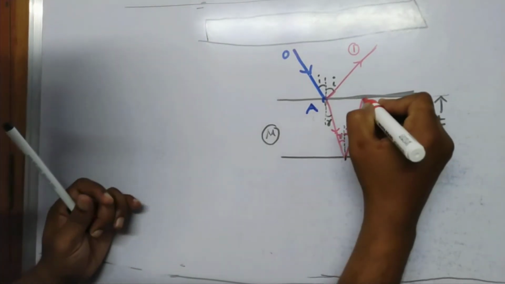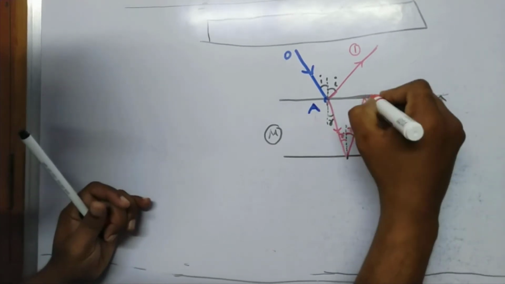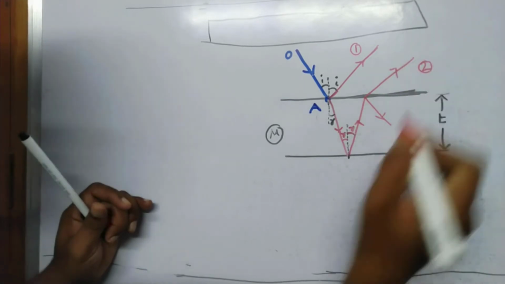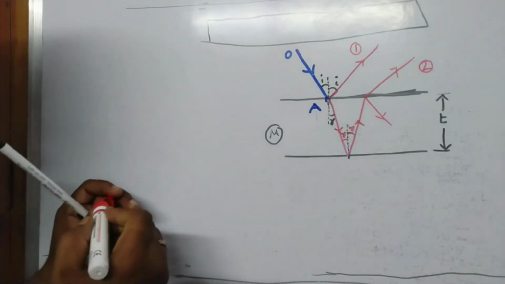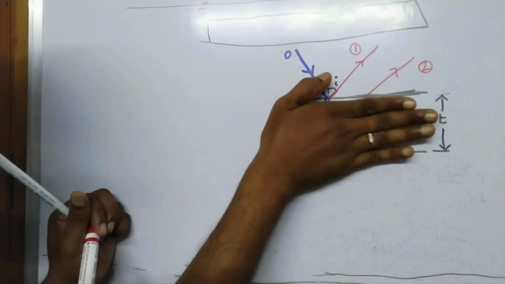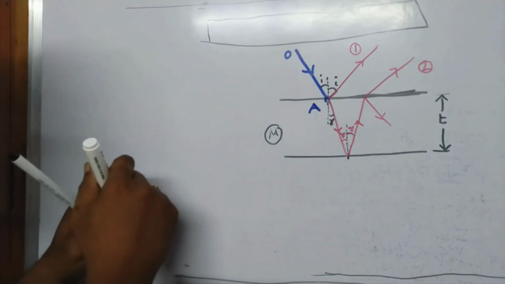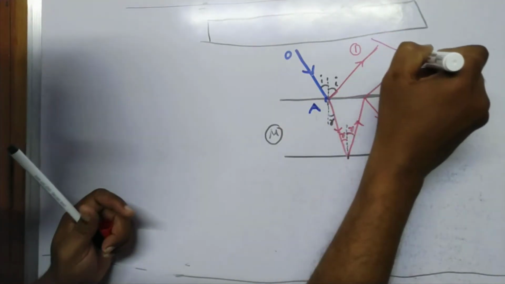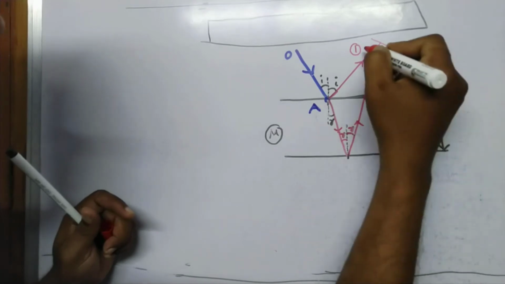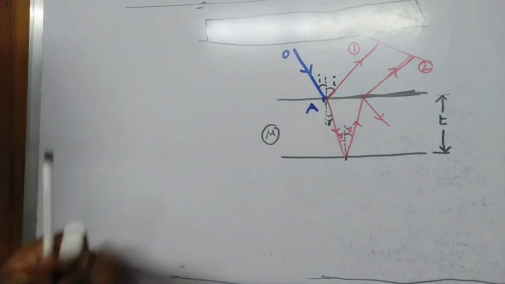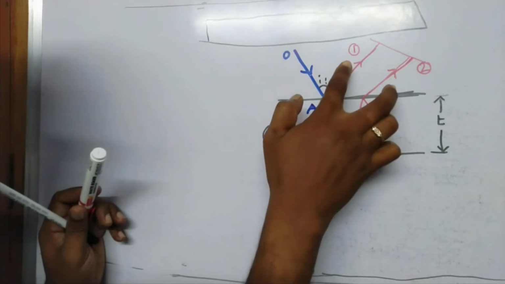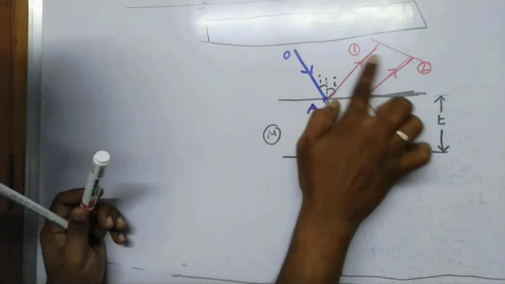Now once it comes here, again it gets reflected and refracted outside. So this refracted ray is ray 2. The important thing here is, forget about these other things. There is one incident ray and outside, two rays are coming. These two rays, which are parallel, meet at one point and get superposed, forming an interference pattern. So the interference pattern is observed because of these two rays, 1 and 2.